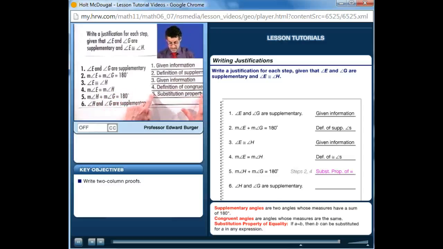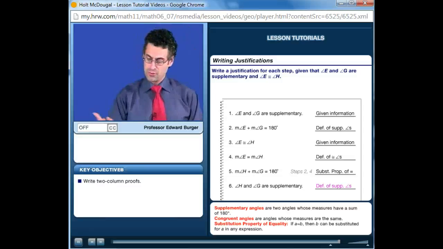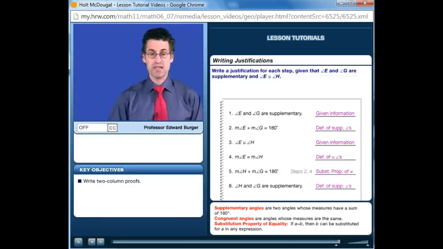Great. And the final step, we're going to conclude that angle H and angle G are supplementary. And why is that true? Well, that is, again, nothing more than what it means to be supplementary. We know the sum of the angles, their measure is 180 degrees. Definition of supplementary angles, that means that, in fact, these two angles, H and G, are supplementary. Neat stuff. We just provided a very careful rationale for each step in this proof.